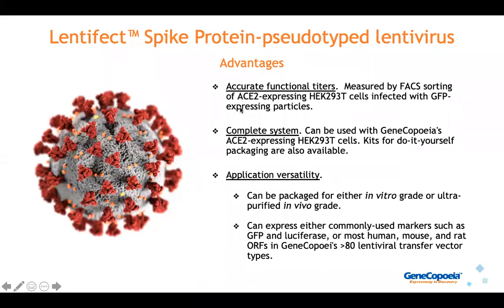First, we provide accurate functional titers. A lot of companies, when they sell pre-made lentivirus, just measure the copy number per mL using qPCR and then use that to extrapolate to a functional titer of transduction units per mL. That usually works pretty well, but we went a step further with this virus, and we actually measure the transduction units by FACS. So we do FACS sorting on the ACE2 expressing HEK293T cells that are infected with the GFP expressing particles. That way we get a very accurate titer of the virus.